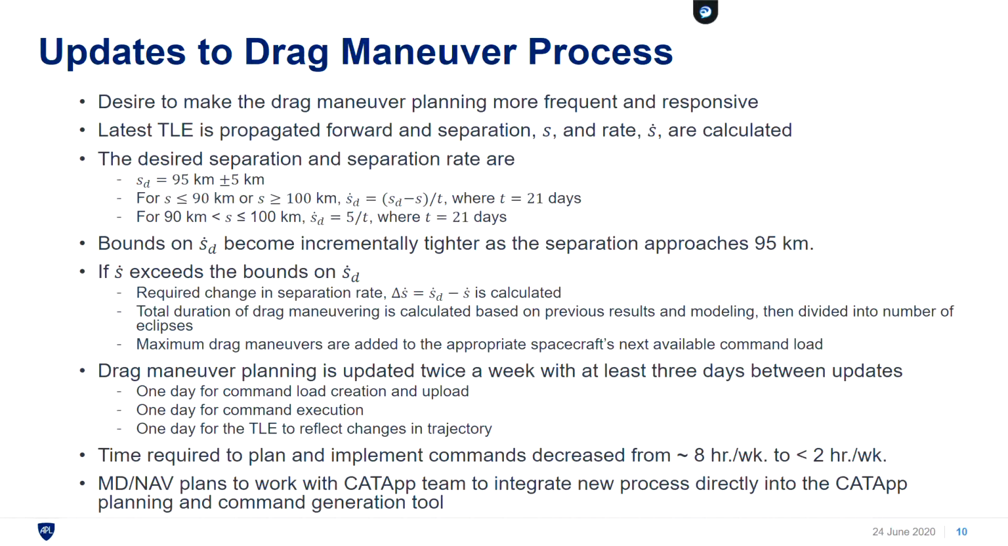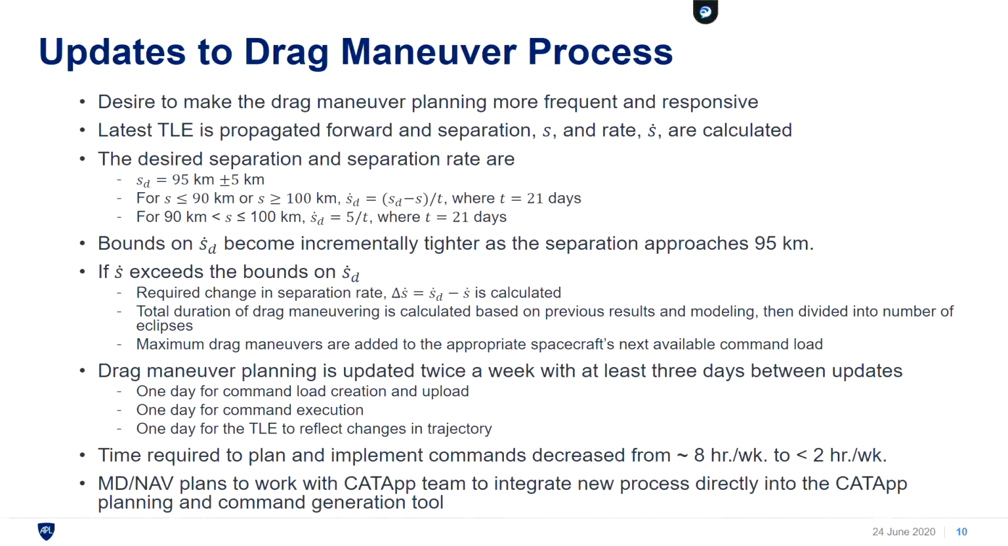In February, we decided to make some updates to our drag maneuver planning process. Based on previous experience, we wanted to increase the frequency and responsiveness of the planning process. We now propagate the latest TLE forward to calculate the current separation and separation rate. And the desired separation is set at 95 kilometers, and the desired separation rate is calculated to bring the spacecraft back to that 95 kilometers over 3 weeks' time.